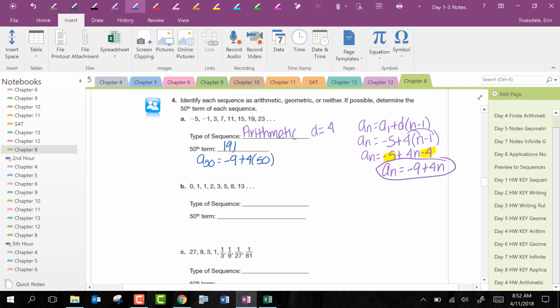Okay. Questions? Okay, part B. What's the pattern here? Add 1, stay the same. Add 1, add 1, add 2. Is there any sort of pattern happening? No. Okay, so this is a neither type sequence.